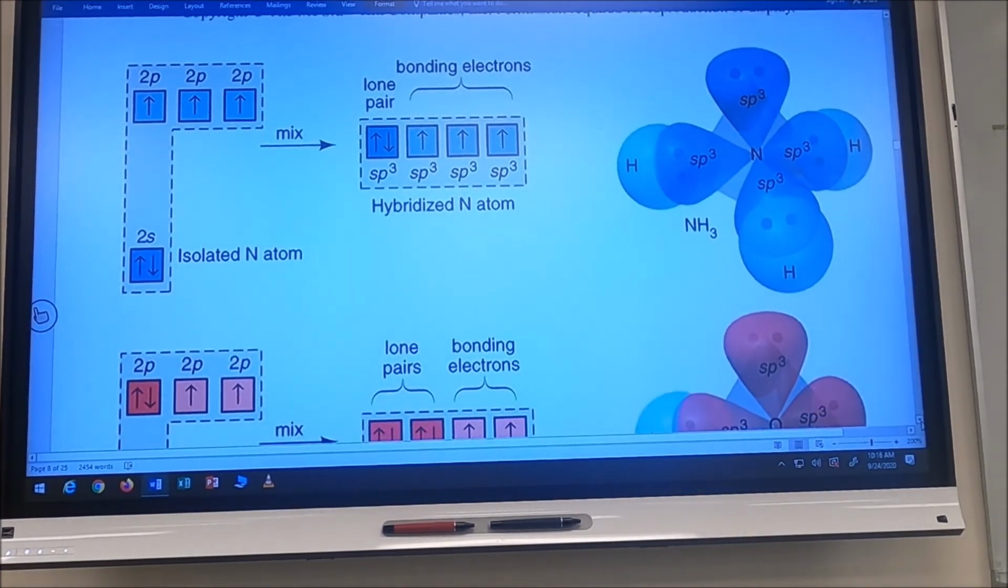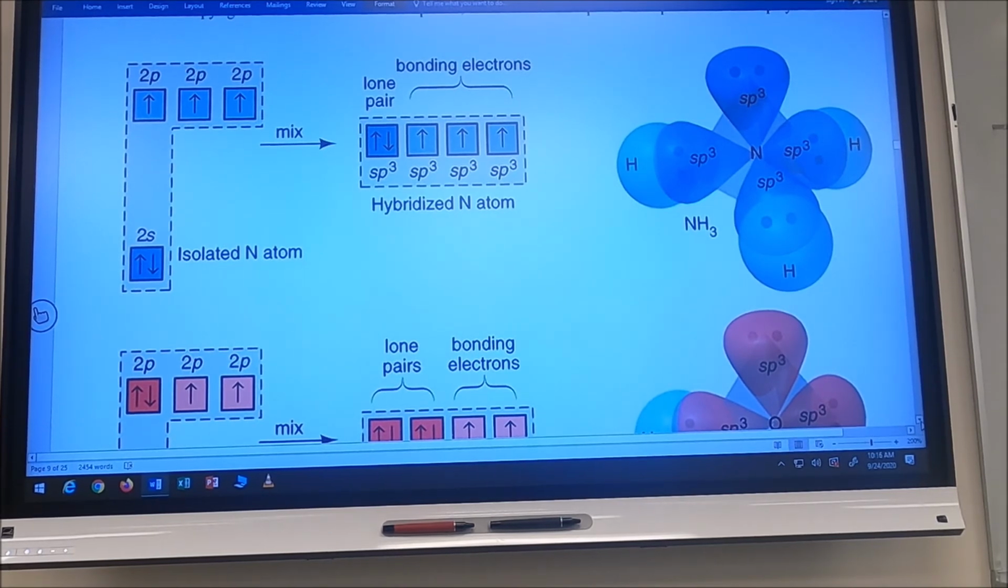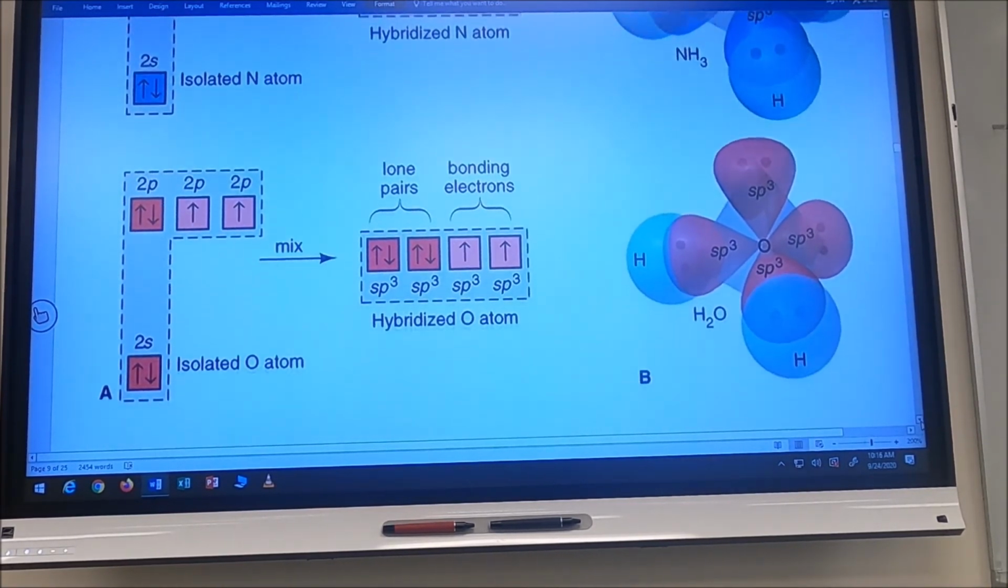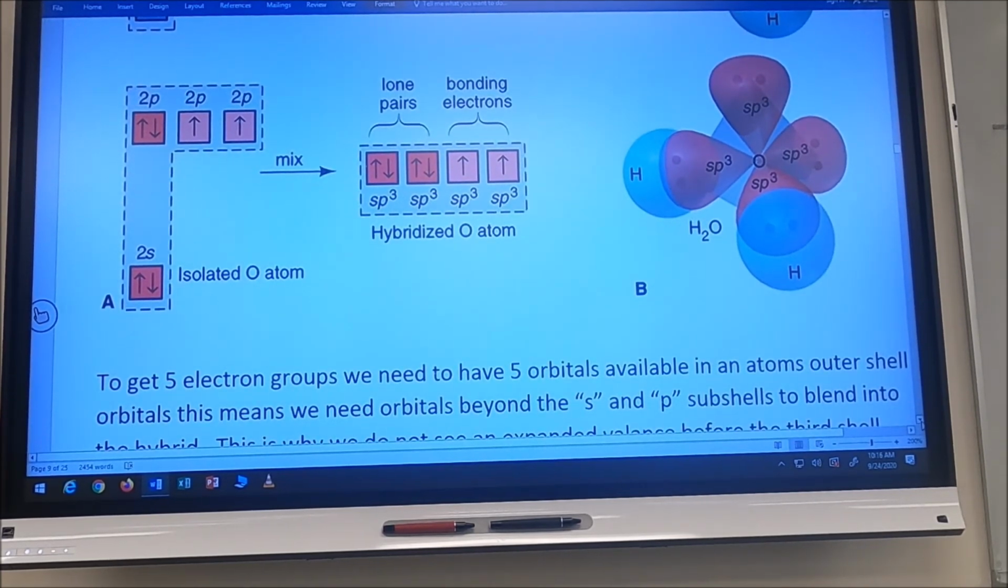Here's ammonia. Notice that one of the hybrid orbitals is occupied by a lone pair of electrons. So in that hydrogen-nitrogen bond, the hydrogen's using a 1s orbital to overlap with an sp3 hybrid orbital for nitrogen. Okay? And the lone pair is occupying an sp3. And then there is water. And you can see that 2 of the sp3 hybrid orbitals are occupied by lone pairs.